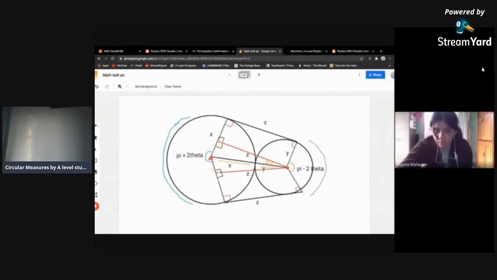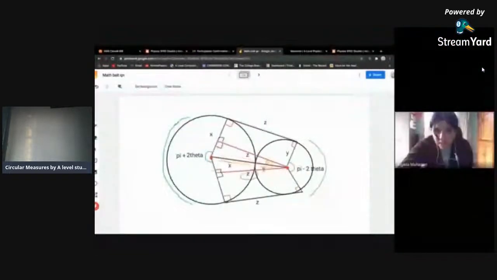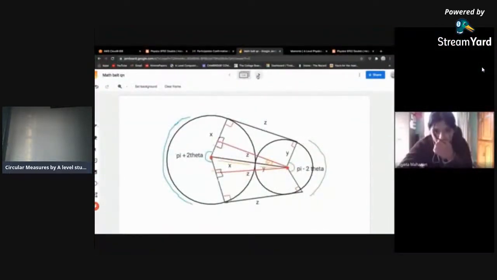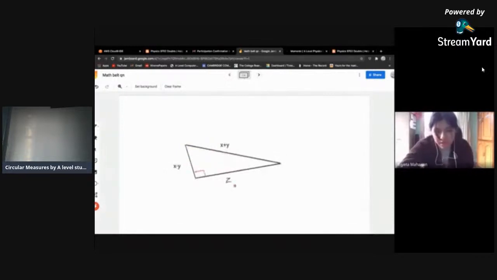Now to find this, we know this is a right angle triangle. So to find this, we can simply use z squared is equal to the square root of x minus y squared, x plus y squared. Okay.